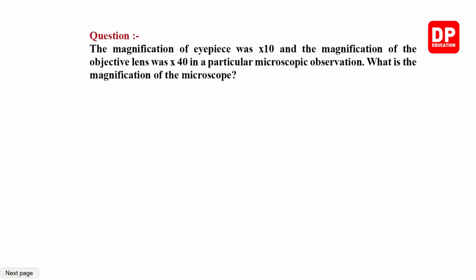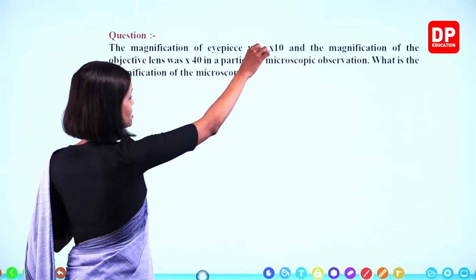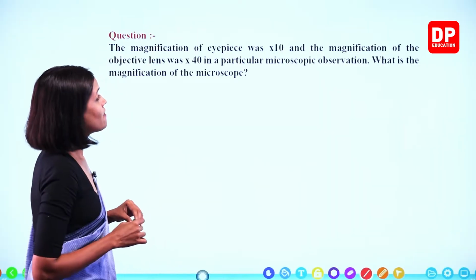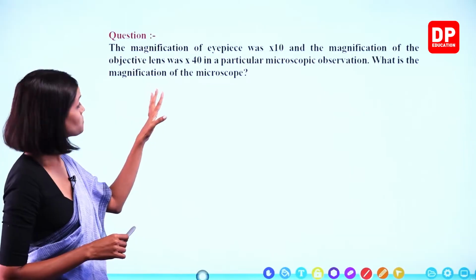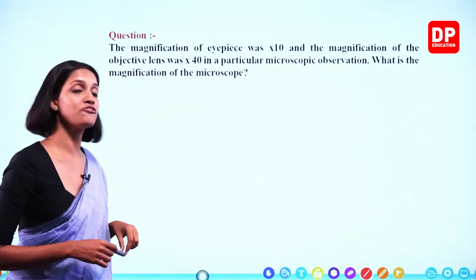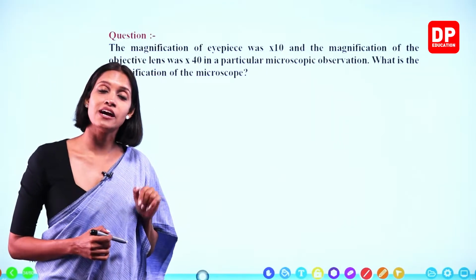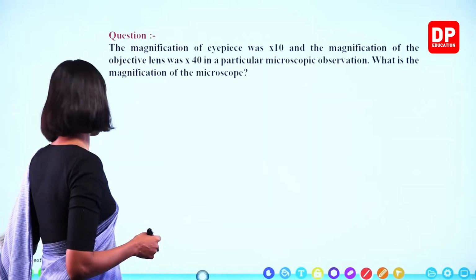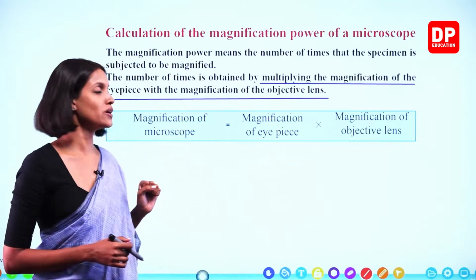We have a calculation to do here, right? The magnification of the eyepiece was 10 times. How do you write that? With the multiplication mark and the number. And the magnification of the objective lens was 40 times in a particular microscopic observation. What is the magnification of the microscope? Now calculate this one before me, children. I am sure, because now I explained to you all how to calculate using this formula. It's very easy to do now, right?